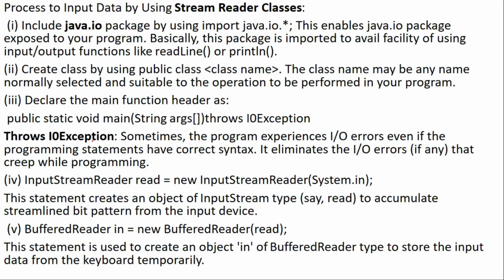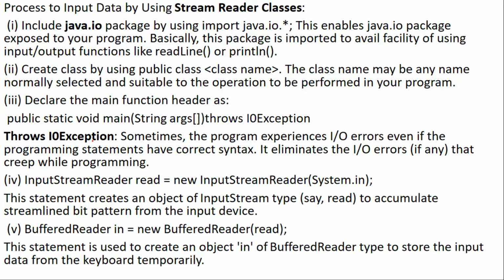Now, the process of input data by using stream reader classes. First of all, we have to include the java.io package by using import java.io.*. This enables the java.io package to be exposed to your program. Basically, this package is imported to avail the facility of using input-output functions like readLine or println.